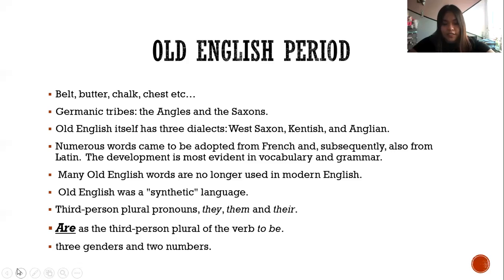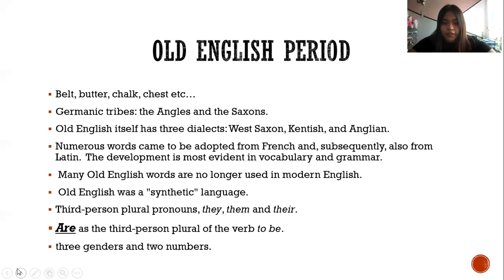Old English was a synthetic language. It means that inflectional endings signal grammatical structure and word order was rather free. The word order becomes much more free, and word inflection and meaning become even more important for deducing syntax.